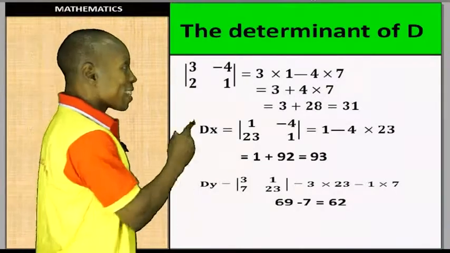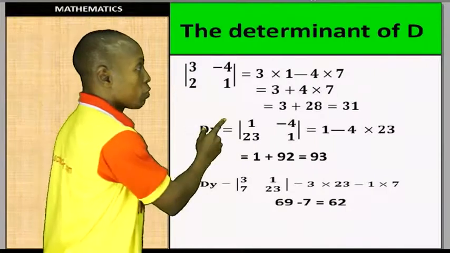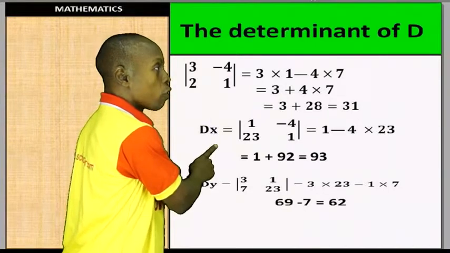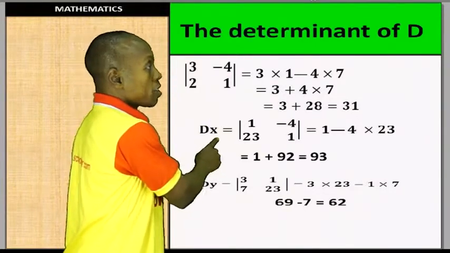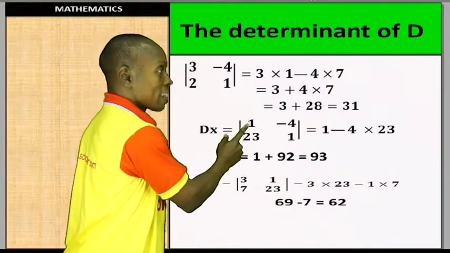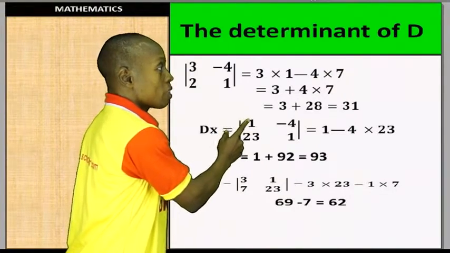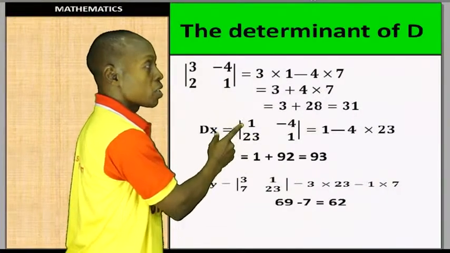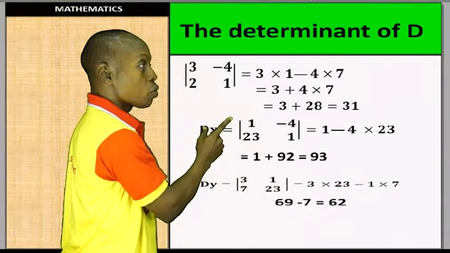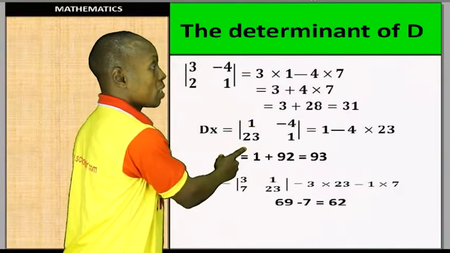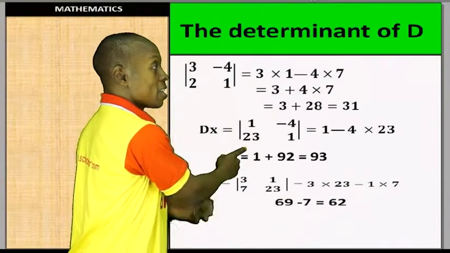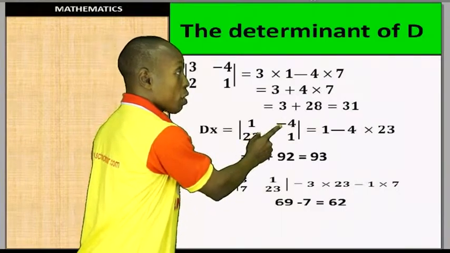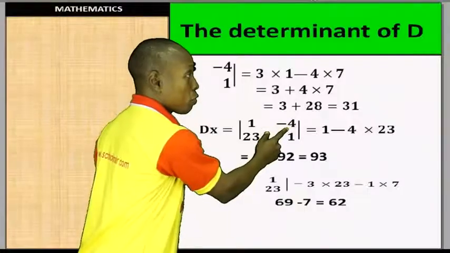So now you have to get the determinant for the first variable, which is the determinant for x. That's why I tagged it dx, meaning the determinant of x. How do you go about that? Instead of inserting the coefficient of x, you insert what you have after the equal sign. That's why you have 1 and 23 on this side. They are now replacing the coefficient of x. Now you maintain the coefficients of y from the two equations: minus 4 and 1.